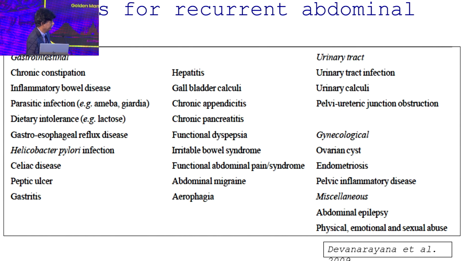So we all know the causes of recurrent abdominal pain in children. It's so well known, and from gastrointestinal diseases to liver diseases to urinary tract to gynecological problems to a lot of other things can cause chronic abdominal symptoms in children. So the list goes on actually.